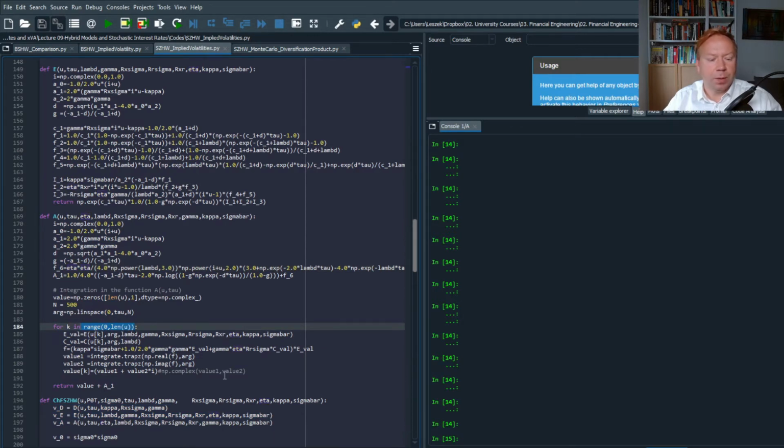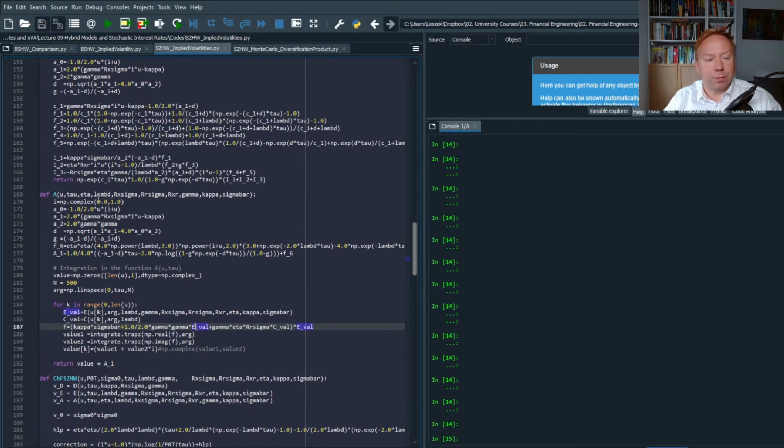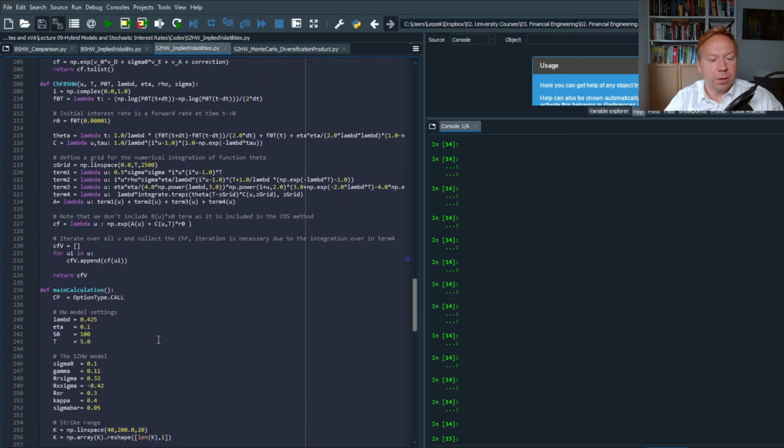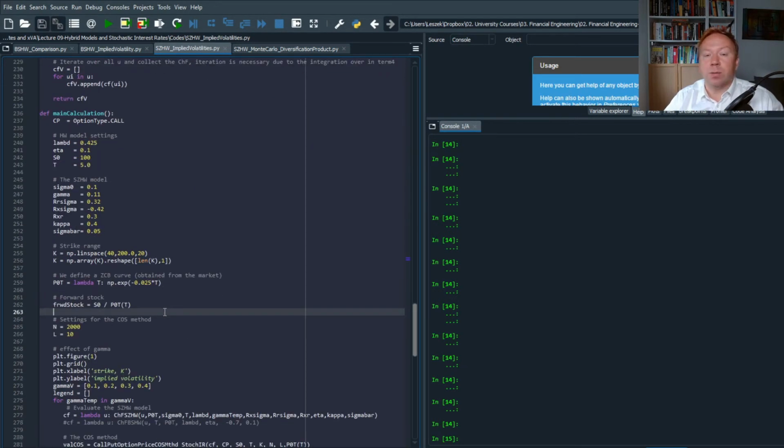Here I'm actually doing two times trapezoid integration. So this means that if we have 10,000 expansion terms for the COS method, we have to perform 10,000 integrations. Of course, this is rather expensive. And especially if you think of calibration, where we have to evaluate the model many, many times in order to find optimal parameters such that the model fits the implied volatilities in the market, this becomes very, very expensive.